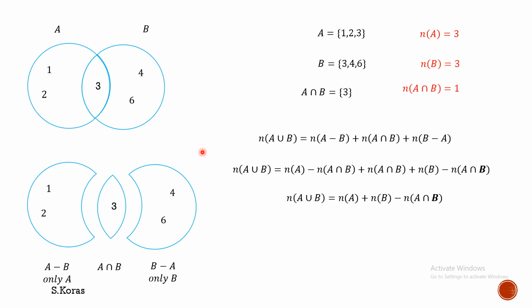So if two sets are disjoint, we can apply the formula n of A union B is equal to n of A plus n of B. And if two sets are not disjoint, that is if the two sets are joint, we can apply the formula n of A plus n of B minus n of A intersection B. Will it work? Yes. Let's see. Our n of A is 3, our n of B is also 3, our n of A intersection B is 1. So the total number of elements is 5. If we count them, 1, 2, 3, 4, 5, there are 5 elements. So this is the formula for two sets which are joint.